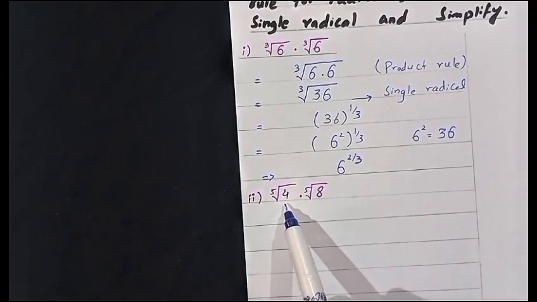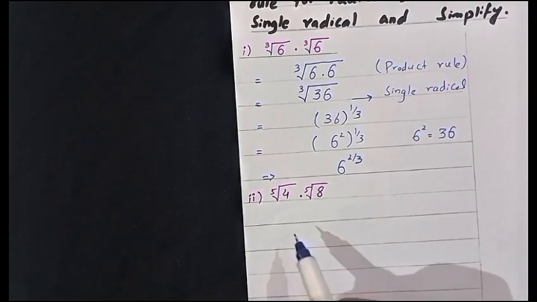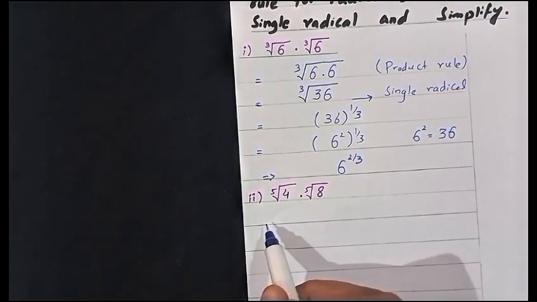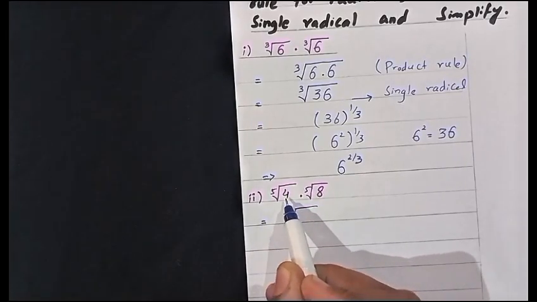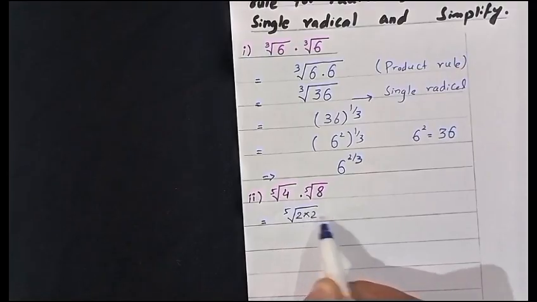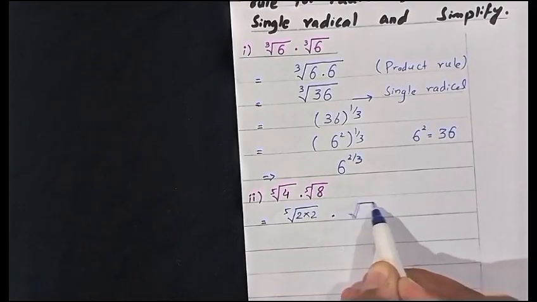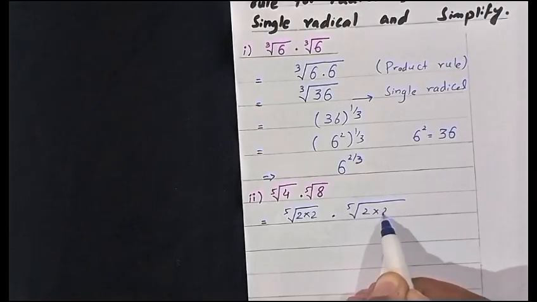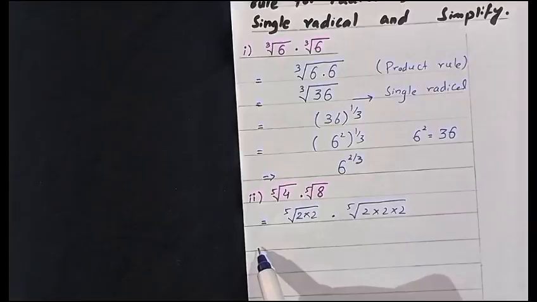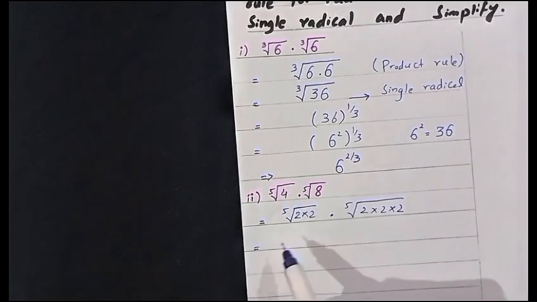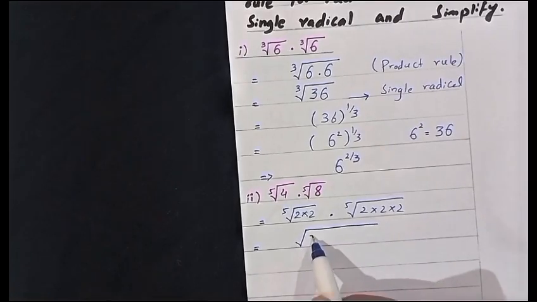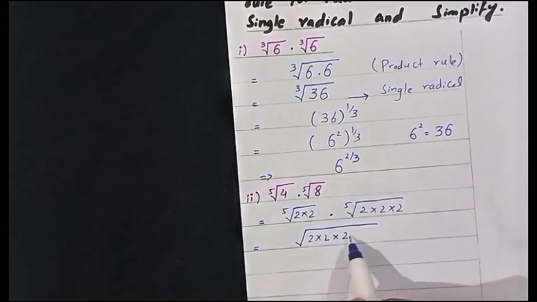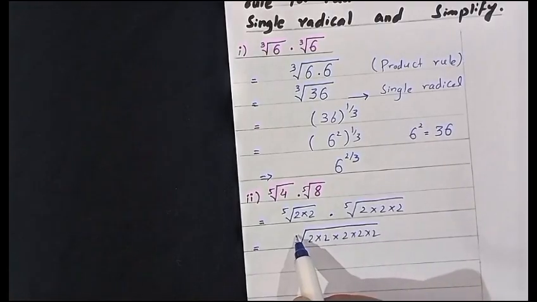Now the second question is radical of 4 with index 5 and radical of 8 with index 5. We have to simplify it. First we have to make the base the same, so we factorize 4 and 8. The factors of 4 are 2 cross 2 and the factors of 8 are 2 cross 2 cross 2. As the base becomes the same, now we write both radical expressions under a single radical sign with index 5 by the product rule law.